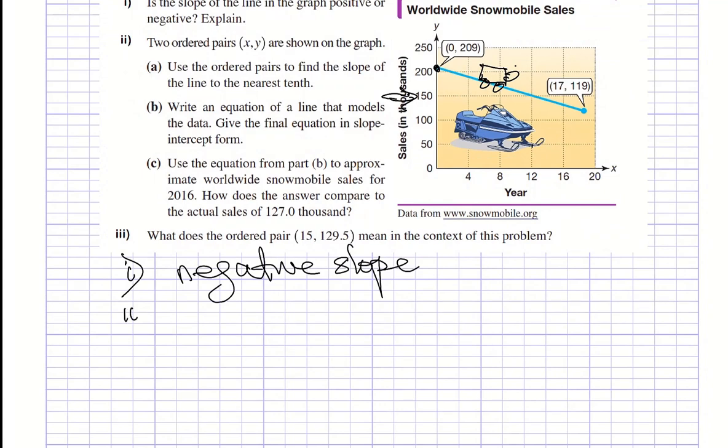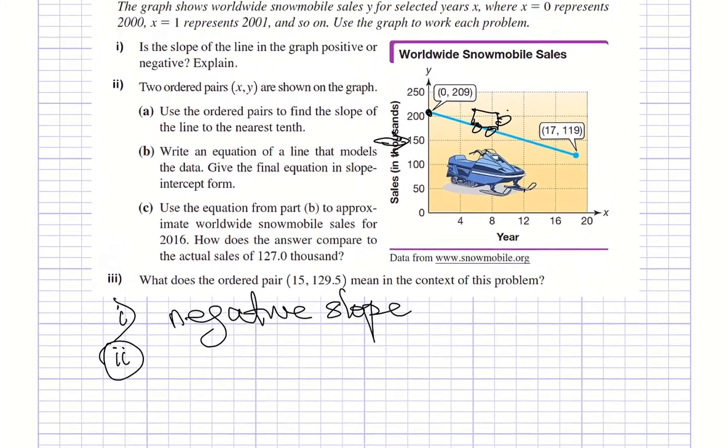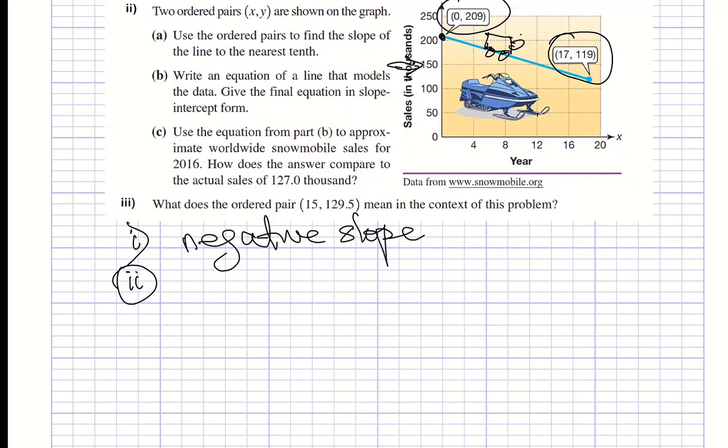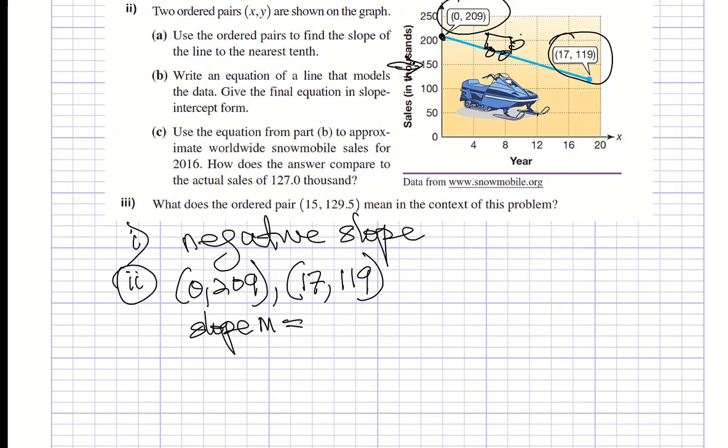Roman numeral 2. It says two other points are shown on the graph. They gave you that, and they say use the other pair to find the slope of the line. So you are given 0, 209 and 17, 119. Okay, the slope is equal to change in y, another way you write delta y, over change in x.